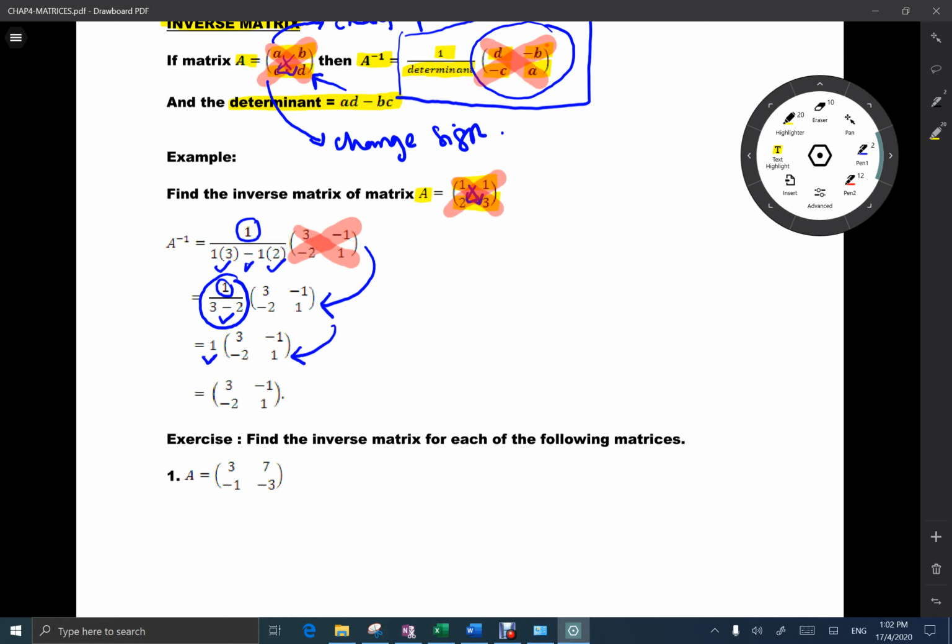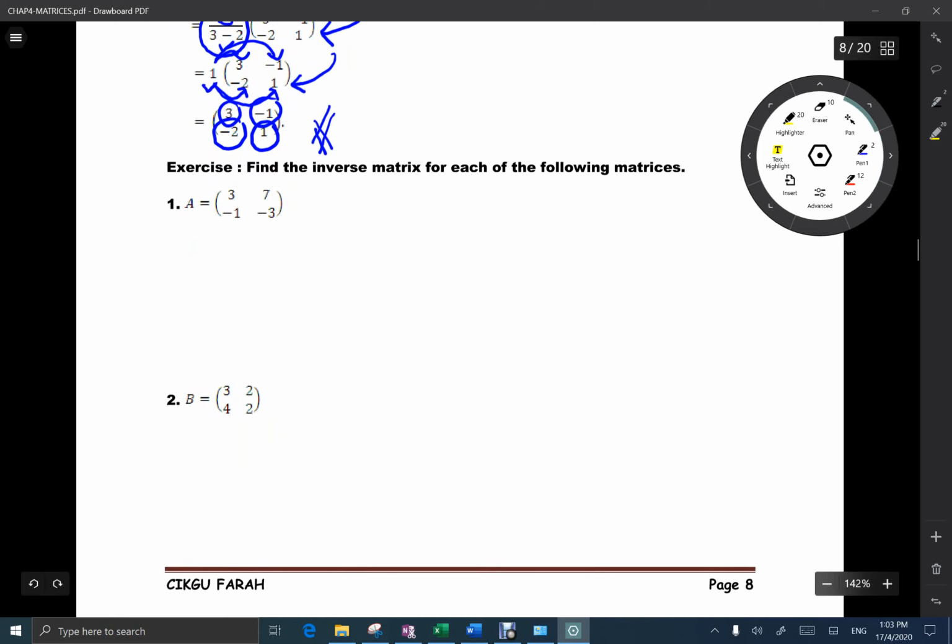Then, we solve it. So, 1 times 3 is 3. 1 times negative 1 is negative 1. 1 times negative 2 is negative 2. And 1 times 1 is 1. So, this is the inverse matrix of A. Okay? Dah boleh? Now, kita try buat number 1.